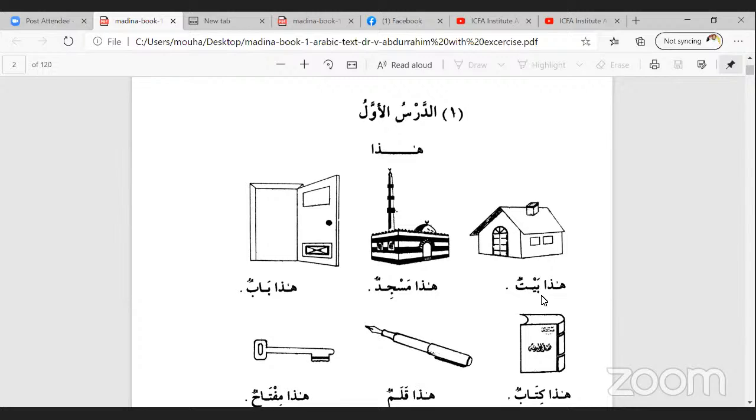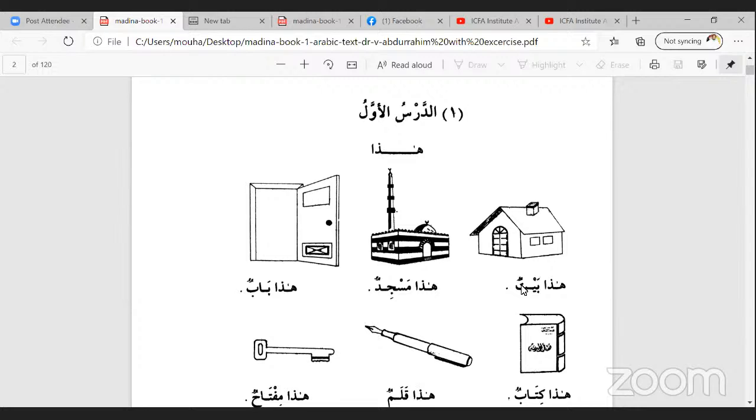How do I know that this baytun means a house, not the house? Because it has tanween at the end. There is no word in Arabic corresponding to a in English, as in this is a house.